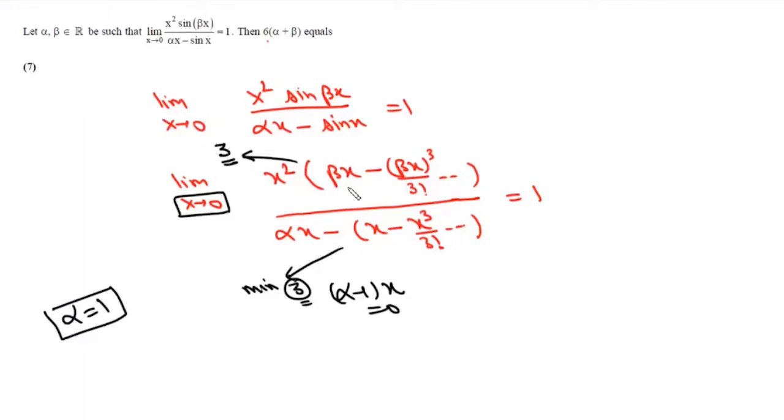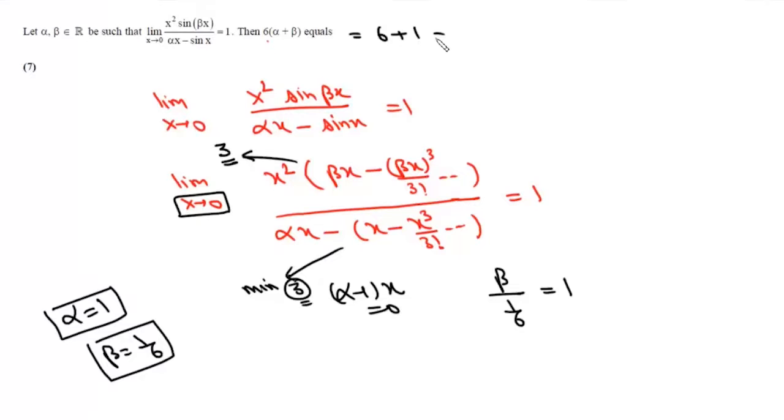Now the coefficient of x cube in the numerator is beta, and the coefficient of x cube in the denominator is 1 by factorial 3, which is 1 by 6, and it is 1. So the value of beta is 1 by 6. Now we need to find the value of 6 alpha plus 6 beta. Now 6 alpha is 6 and 6 beta is 1. So the value of this expression is 7, and that is the answer to this question.